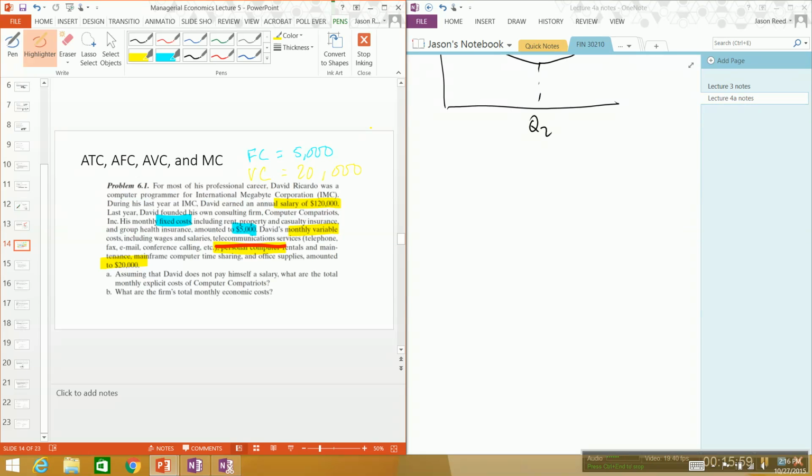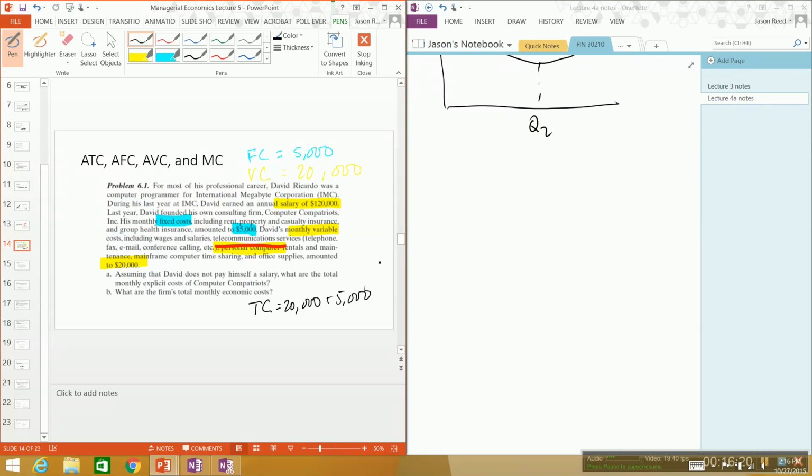Assuming that David does not pay himself a salary, what are the total monthly explicit costs of Computer Compatriots? Well, this is easy, right? This is the money that's going out. And so we have the sum of the two together. So we should have total costs being 20,000 plus 5,000.